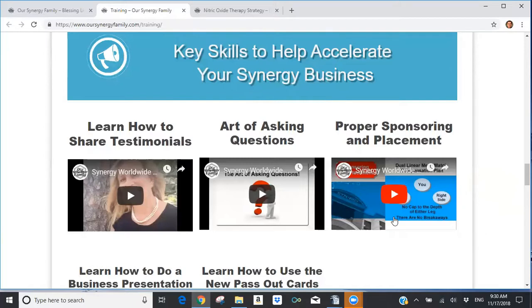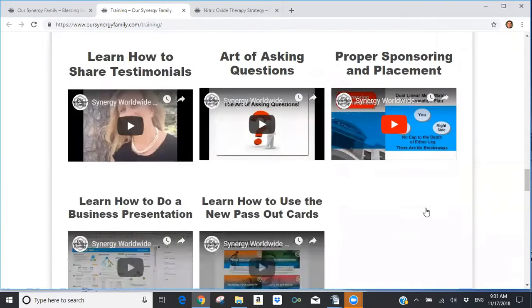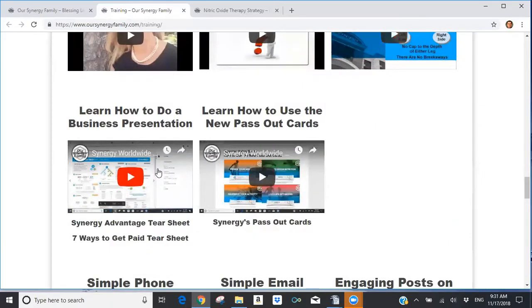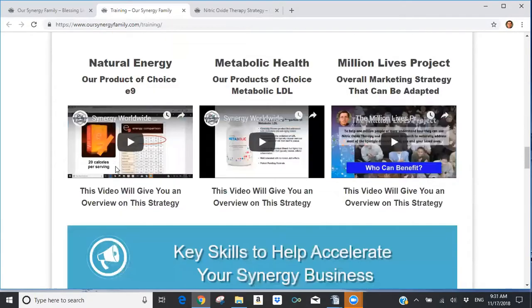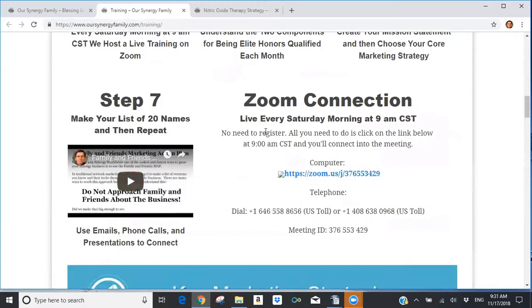And as you see the volume on your left and right-hand sides grow, you're going to hit different rank advancements in Synergy Worldwide. That's going to allow you to earn additional income that is outside the compensation plan that Synergy Worldwide has put in place as an additional incentive to help you build your Synergy business the right way. Again, a video, sponsoring and placement. Learn how to do a business presentation. I had talked to you earlier that you can go to Zoom and get your own free Zoom account.